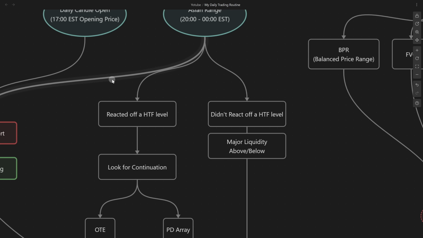So if we got a reaction at a high and then we broke lower, continuation means that we're going to be looking for more short opportunities. And there are two ways we can look for continuation. One of them is OTE, optimal trade entry. So simply we're going to be applying a Fibonacci at that price range and then look for a reaction at any of the fib levels. Or the other option is looking for a PD array. So if we have a fair value gap that is part of the Asian range, and we already had a reaction of a higher time frame level, we can look for continuation from there.